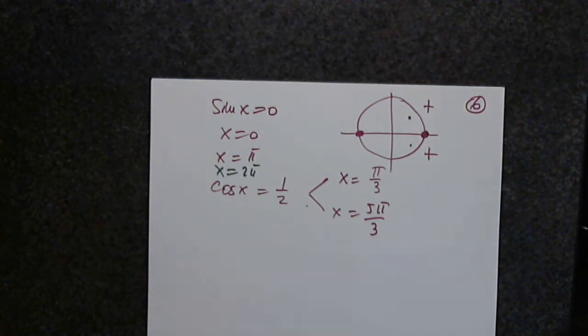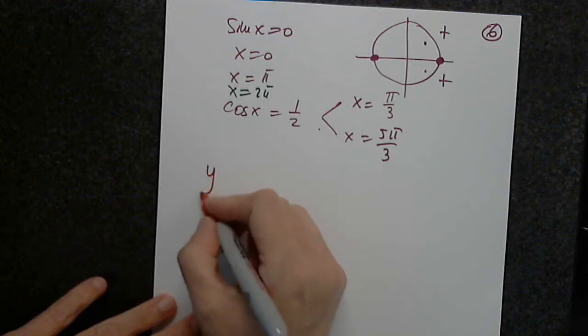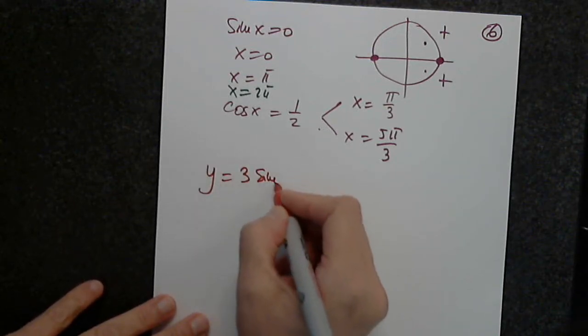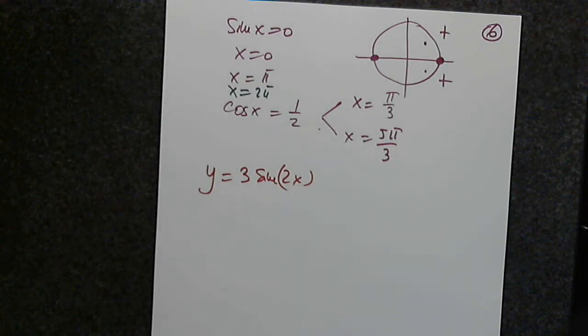Okay, I think 21 is 21 and 22. Last two. So we're asked to graph y equals 3 sine 2x without using a calculator. Fine.